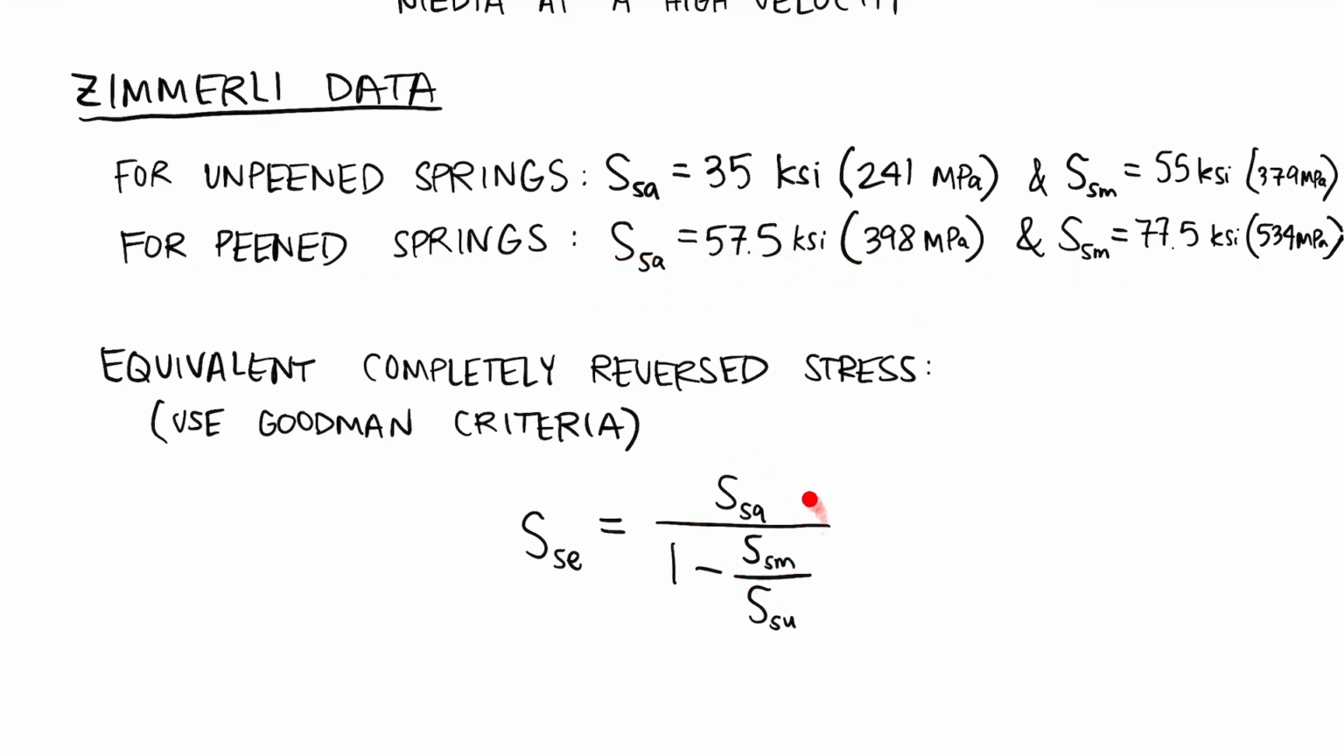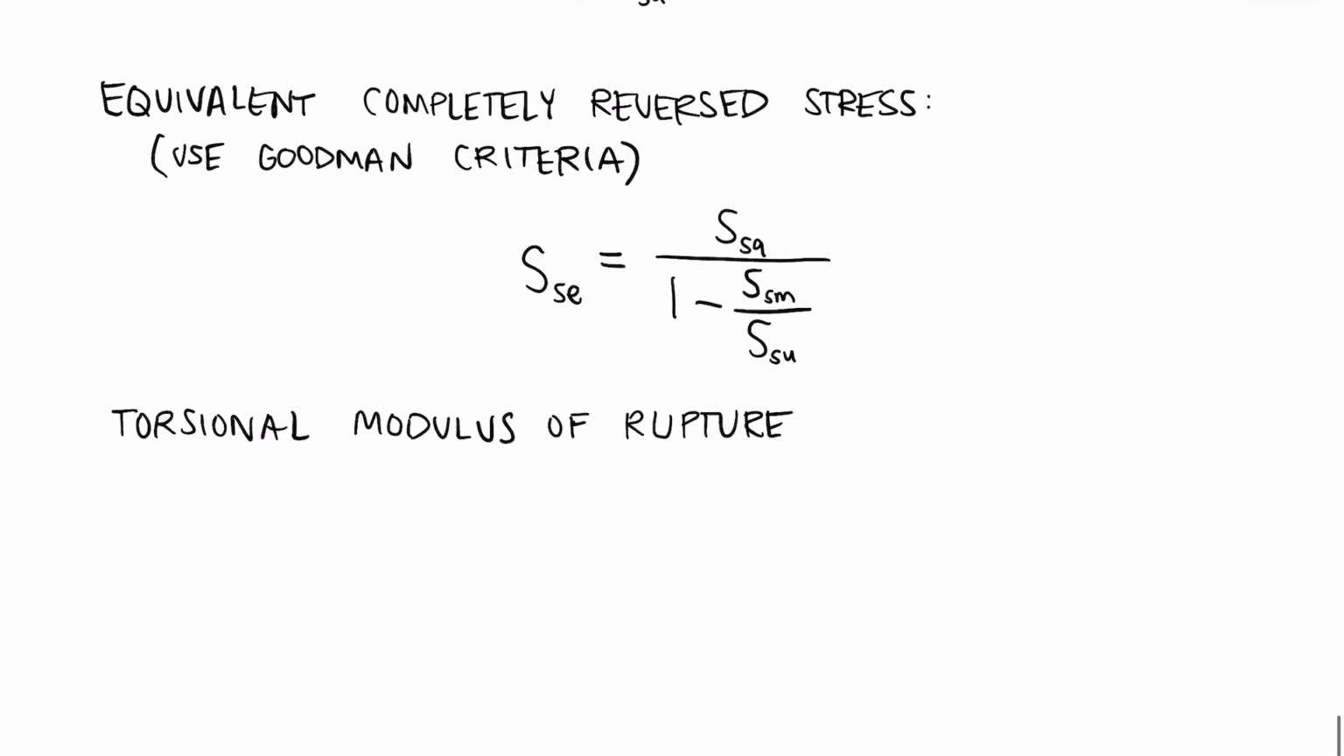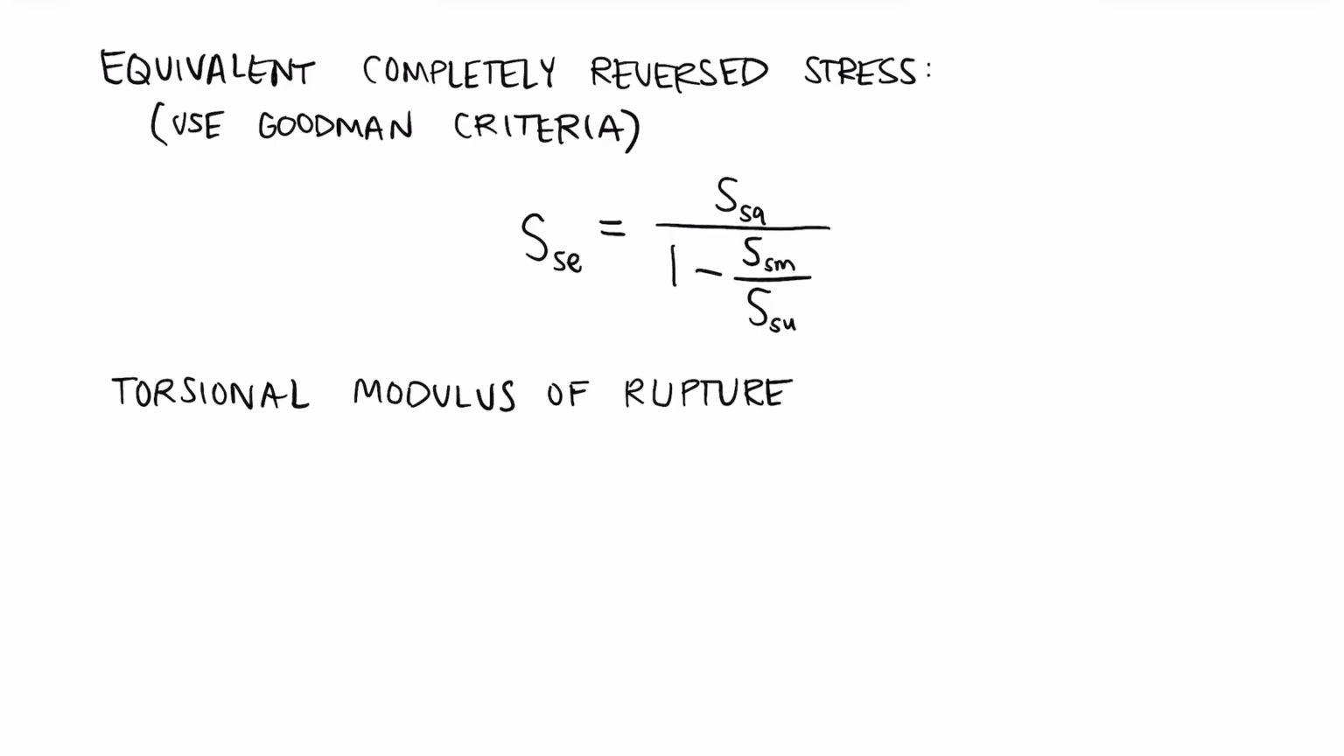So the only thing that these two variables depend on is whether or not the spring has undergone the shot peening surface treatment. And then the last piece that we need is this shear ultimate strength, which is also called the torsional modulus of rupture. And if we know the ultimate tensile strength, then we can estimate this as approximately 67% of the ultimate tensile strength.